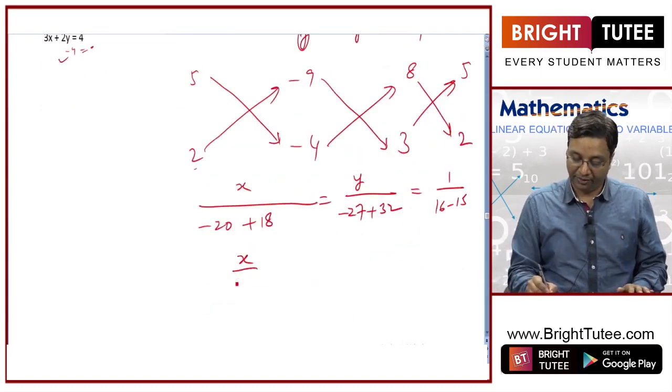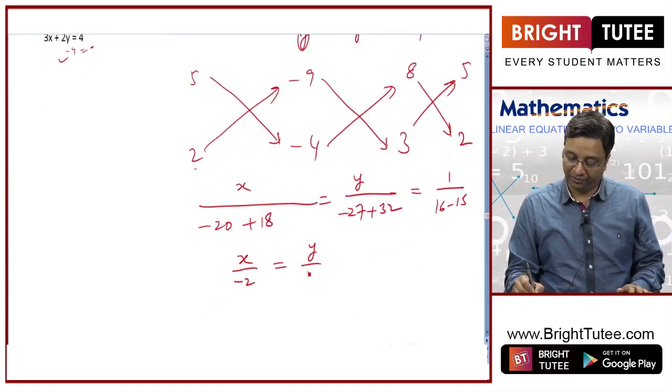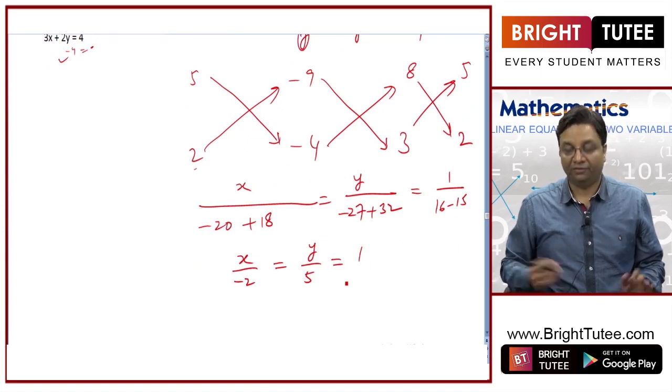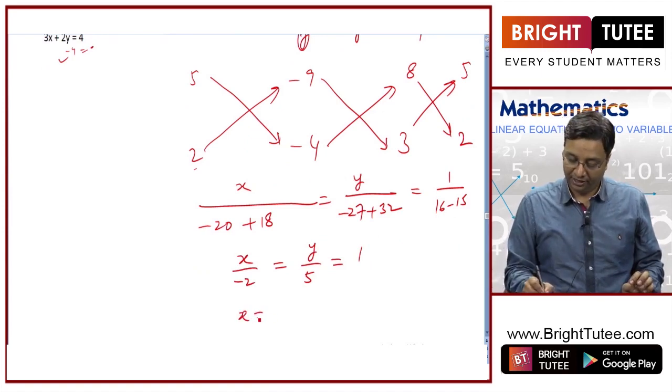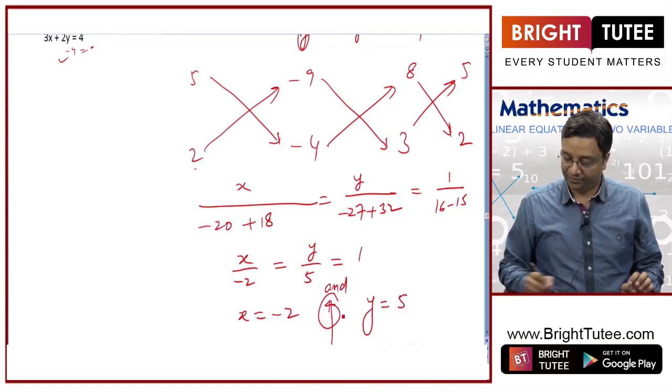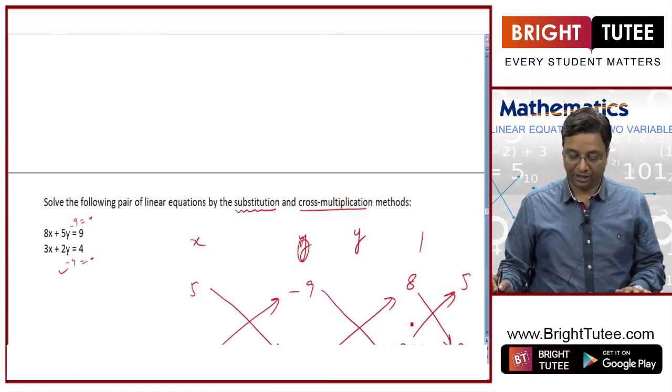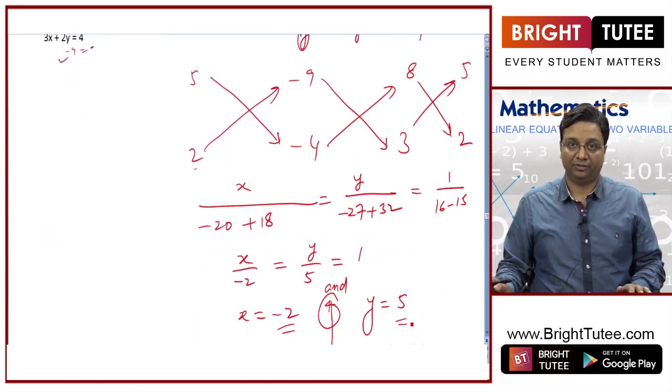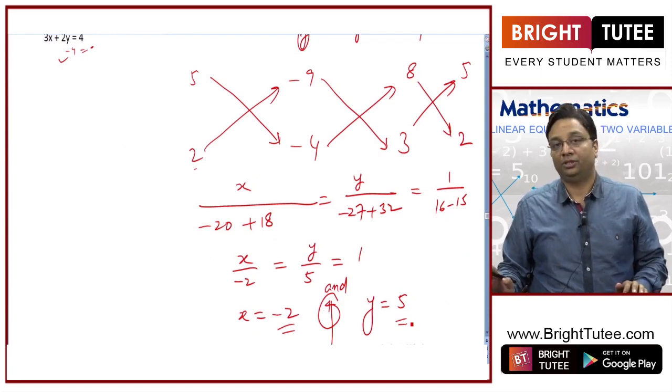So, x by minus 2 equals y by 5 equals 1 by 1, that is 1. Hence x is equal to minus 2 and y is equal to 5. Okay. So x is equal to minus 2, y is equal to 5 is your answer using the cross multiplication method. I want you to do substitution method yourself.